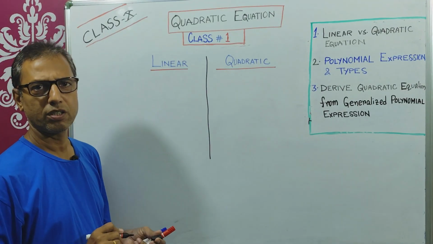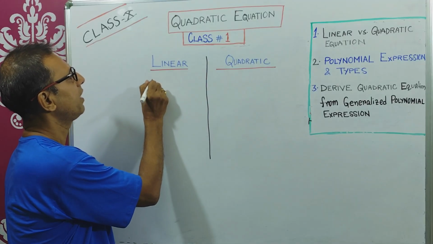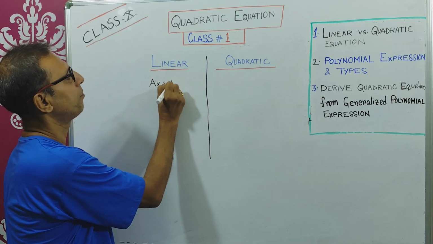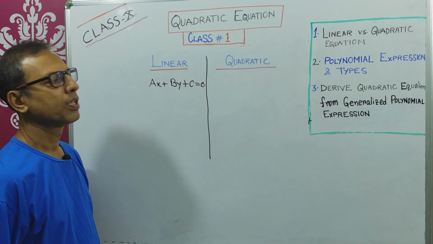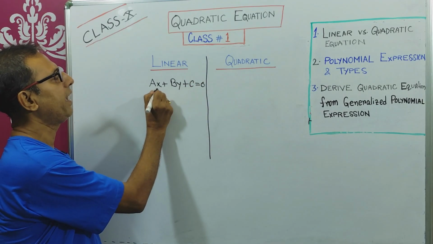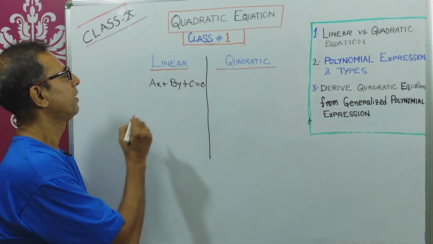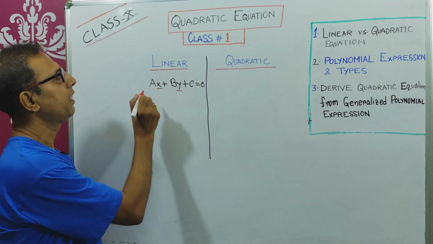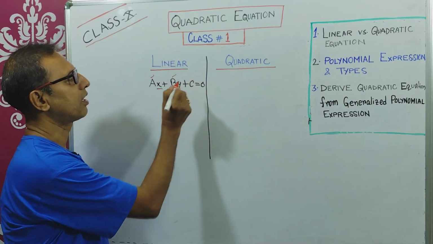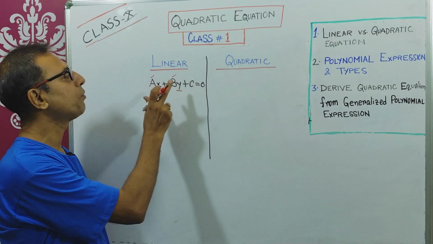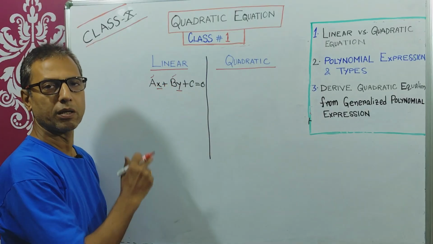What is a linear equation? You know that. Linear equation with 2 variables, the standard form is ax plus by plus c equals 0. Where x and y are the 2 variables, a is the coefficient of x, b is the coefficient of y, c is the constant term. So you know that: ax plus by plus c equals 0. This is the standard form of linear equation with 2 variables.